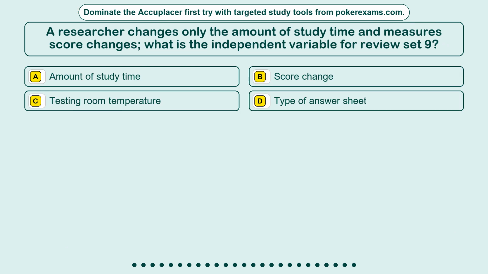Question 25. A researcher changes only the amount of study time and measures score changes. What is the independent variable for review set 9? Option A, amount of study time. Option B, score change. Option C, testing room temperature. Option D, type of answer sheet.